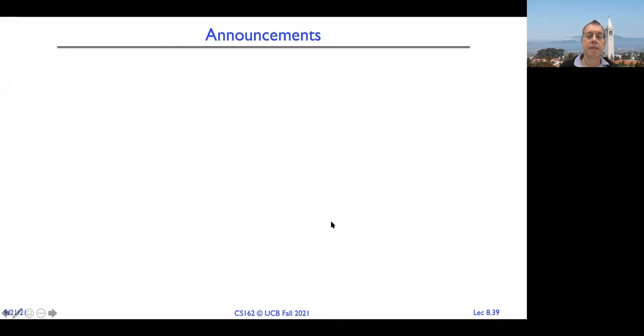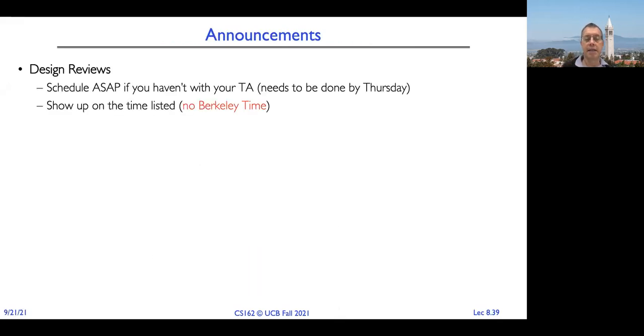Okay, some announcements. Design review: schedule as soon as possible if you haven't done so already. The review is with your TA. It needs to be done by this Thursday, so you have 2 days. And show up on time as listed. There is no Berkeley time. We are now 10 minutes after.